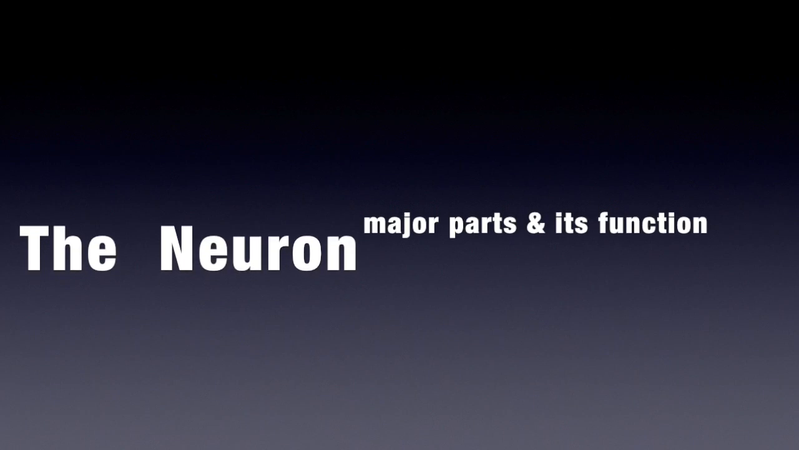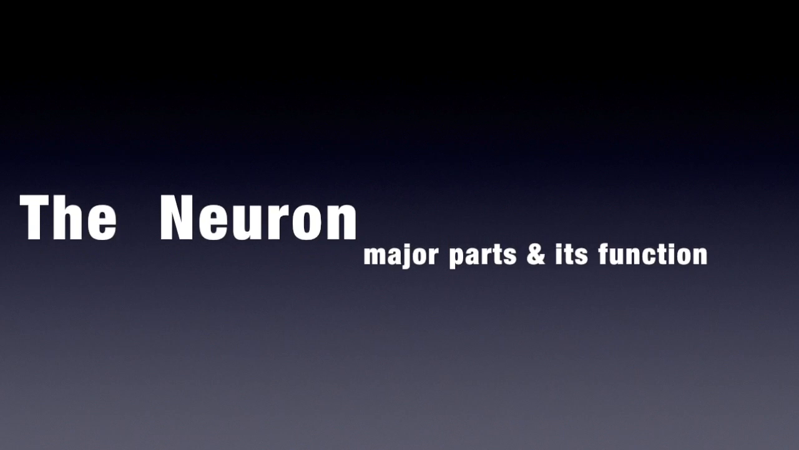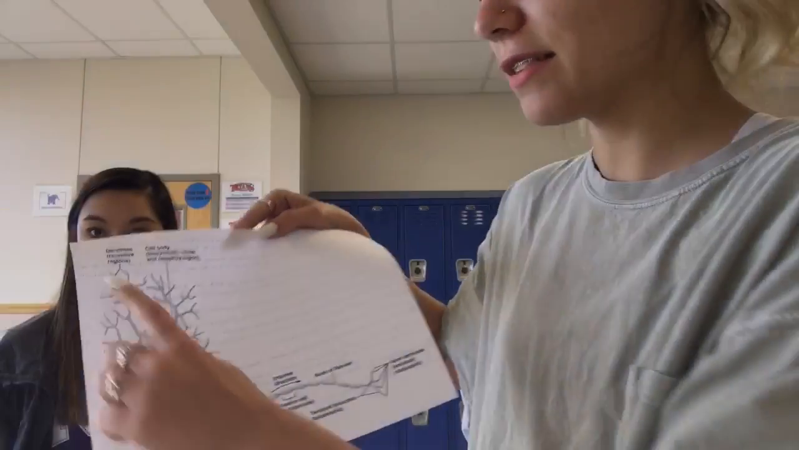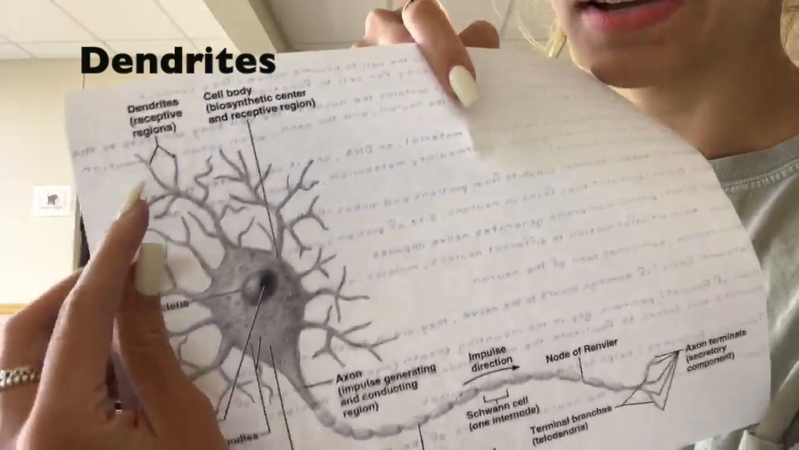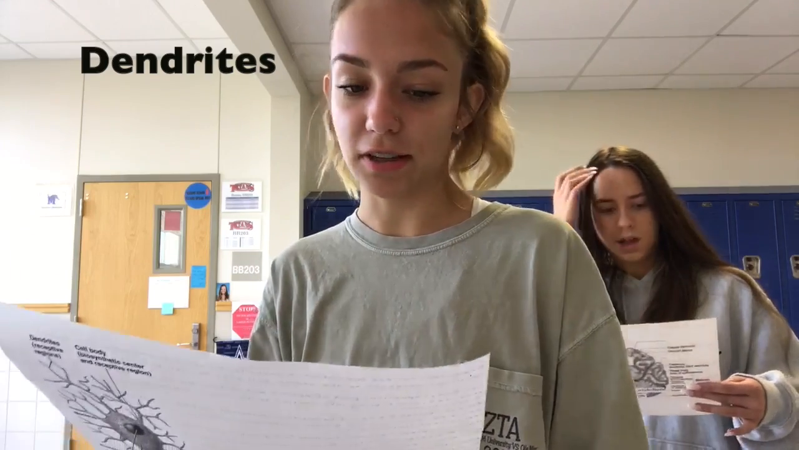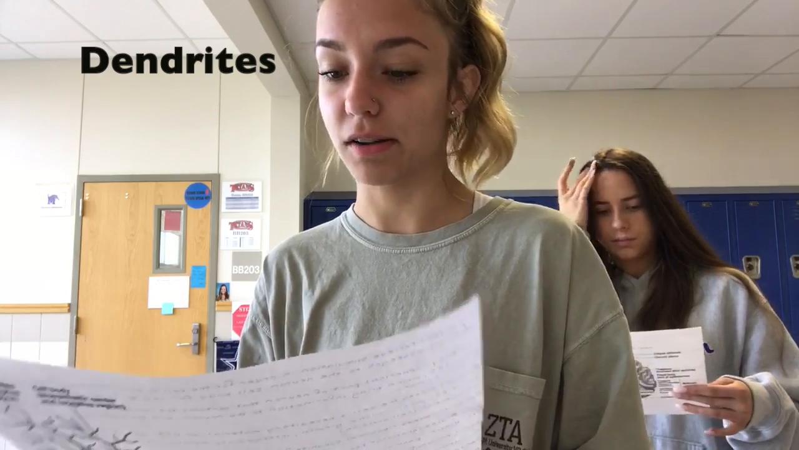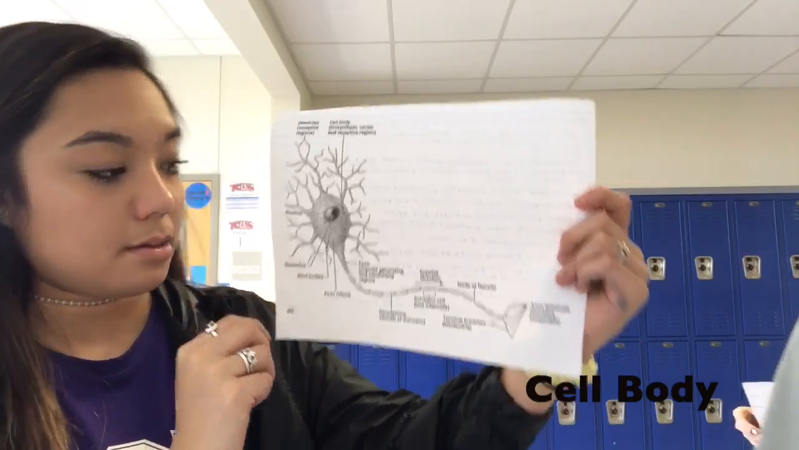So first we're going to go over this diagram of a neuron and point out some of the main parts and their functions. These are the dendrites. I can't show you right here. The dendrites receive stimulation in order for the cell to become active. They conduct electrical messages to the neuron cell body for the cell to function.